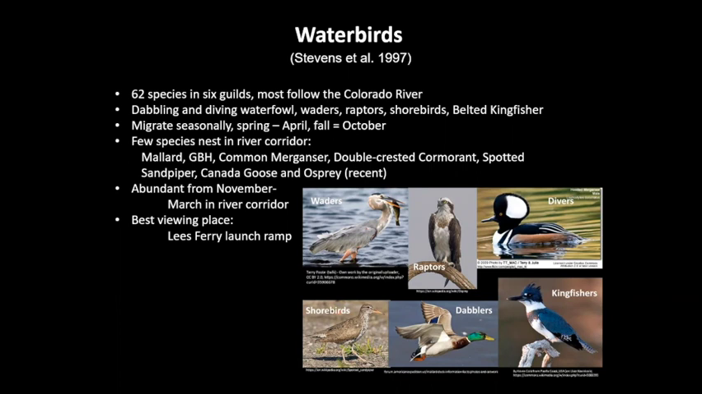Relatively few of these species actually nest in the river corridor: mallards, great blue herons, common mergansers, now double-crested cormorants, spotted sandpipers. Just recently, Canada goose and osprey have also begun to breed in the river corridor. But of the 62 species, that's only a small handful that actually hangs around to breed.